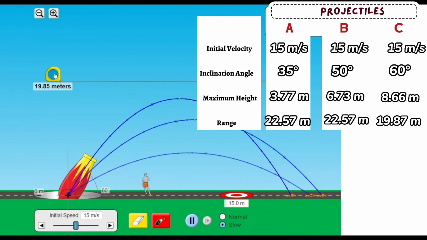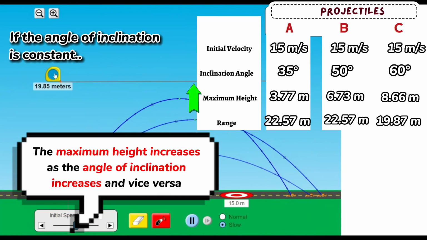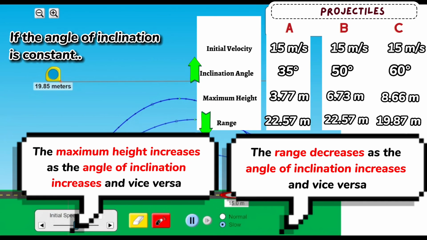As we can see in the table, if the initial velocity is constant, the maximum height increases as the angle of inclination increases and vice versa. Also, the range decreases as the angle of inclination increases and vice versa.